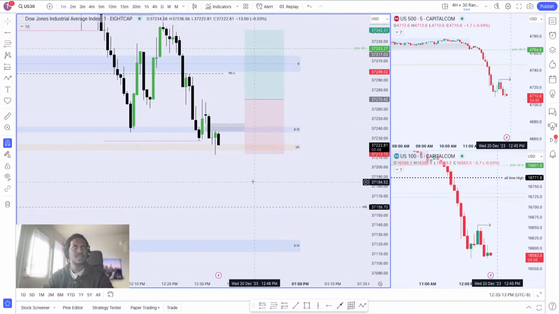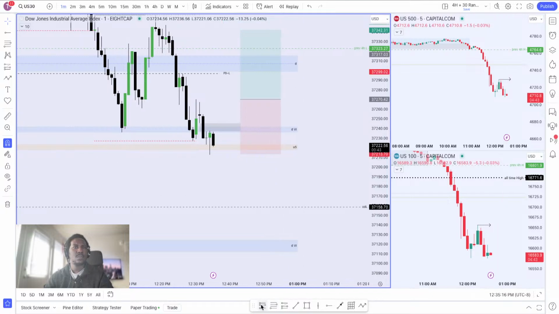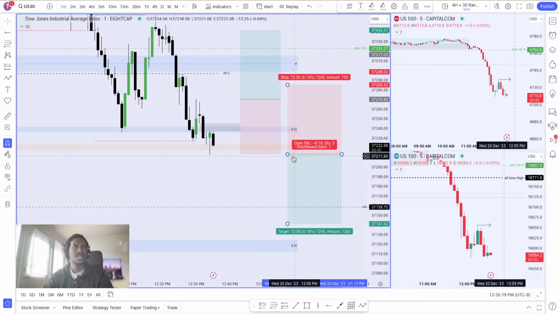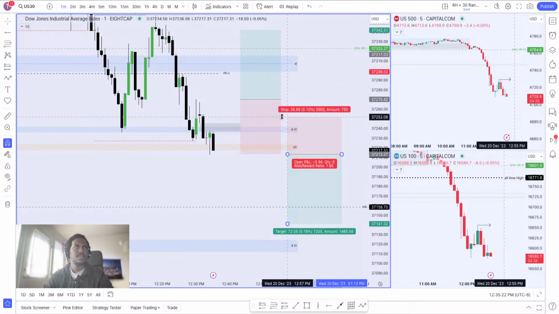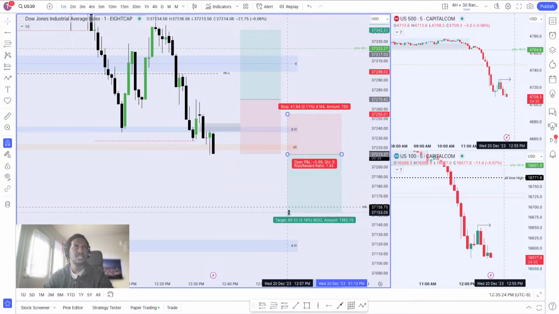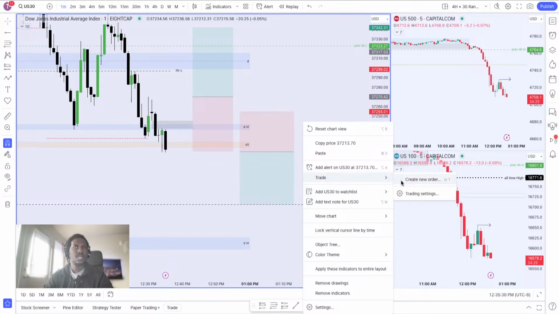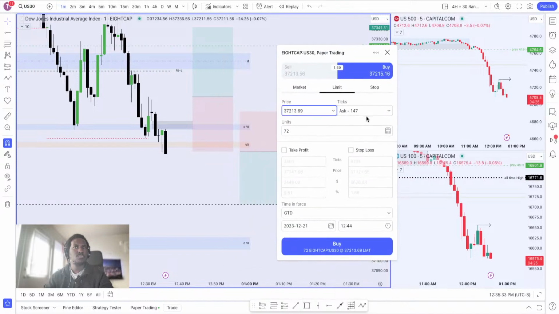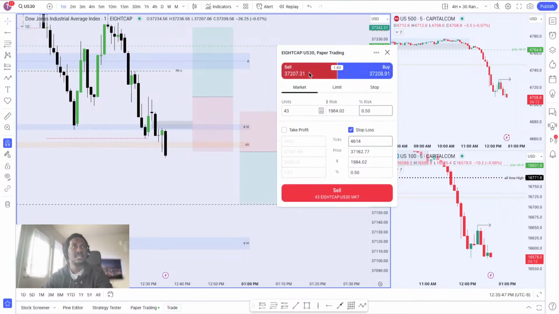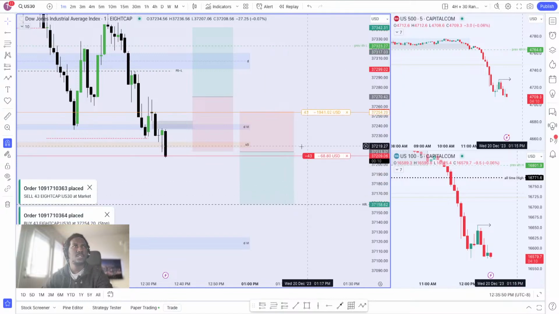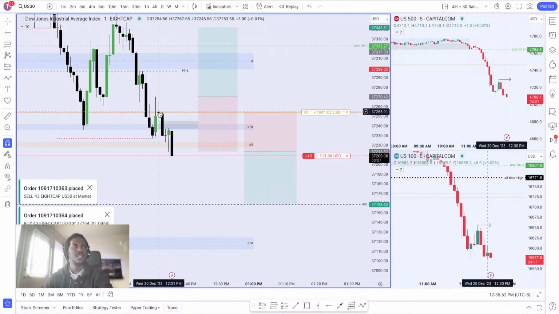Let me first start with y'all. Let's do that short entry first. Why would I like my stop loss above this candle? And I think I'm late. Trade, create a new order. Stop loss. Now this is me kind of running away from my whatever. Let's do a 0.5% risk. And then let's do market, sell, and let's go. So I'm in that sell. My stop loss is up here.